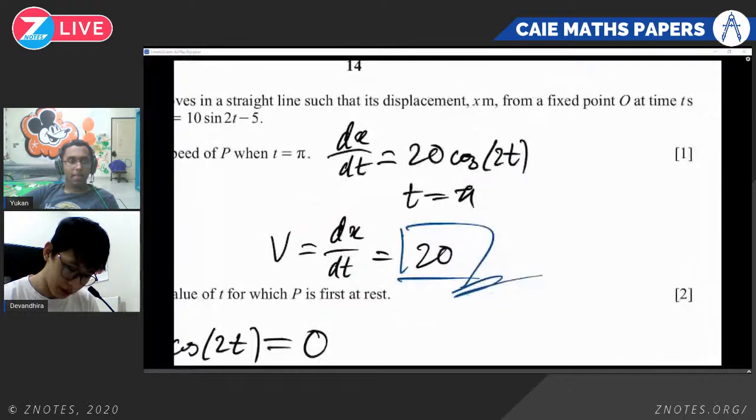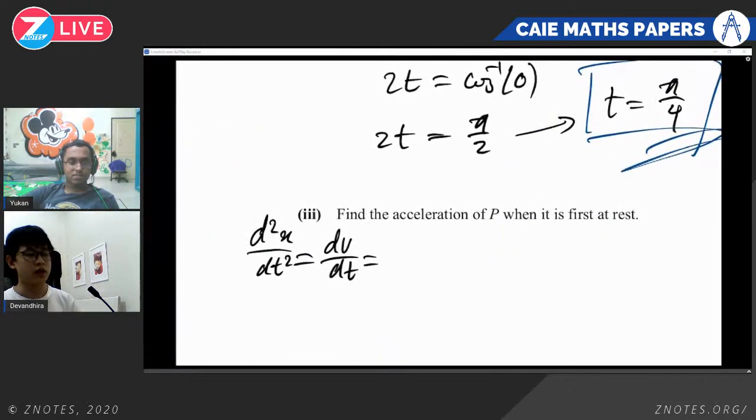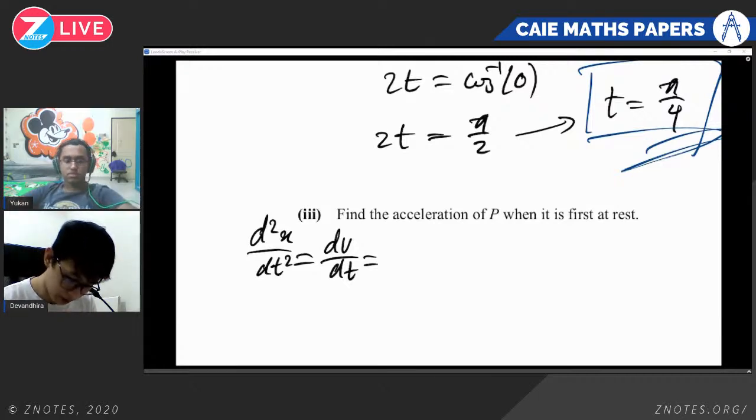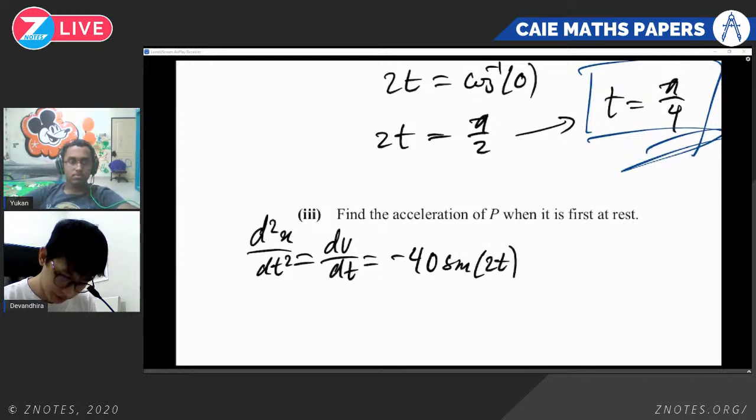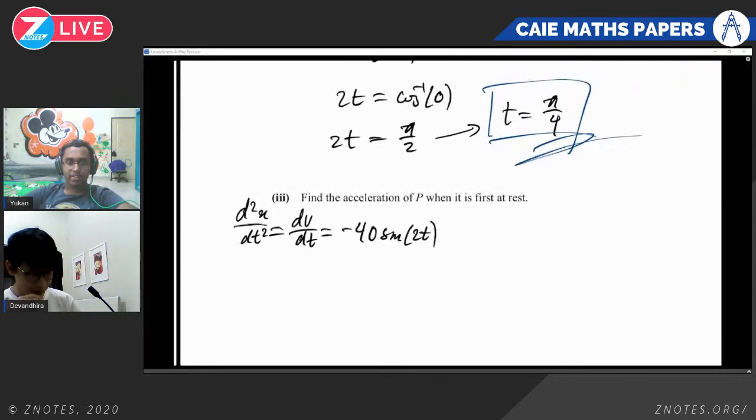That means we just have to differentiate this again. So the derivative of cosine is just negative sine. And based on the chain rule, we have to multiply by 2 again. We have negative 4t sine of 2t. Is that right? Yeah, that's right.